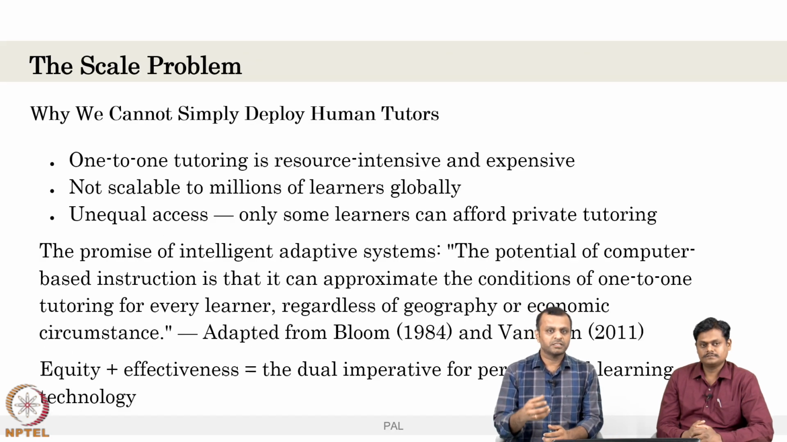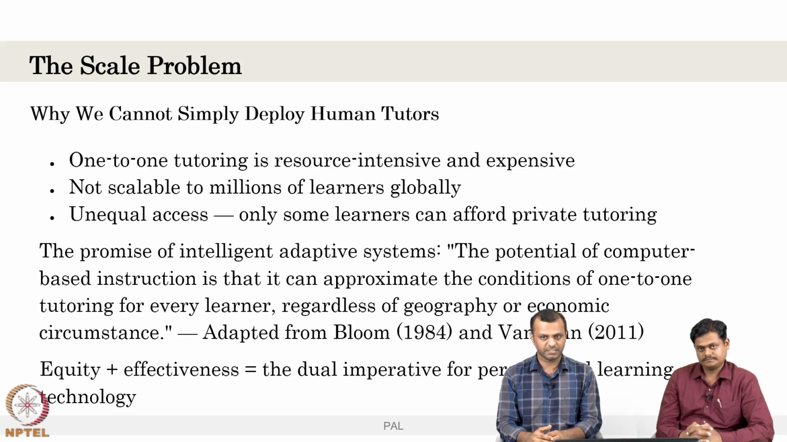So why can't we simply deploy human tutors? One-on-one tutoring is intensive and expensive, and it's not scalable to millions of learners globally. Only a few elite learners might have private tuition; not everybody can. So the solution can be intelligent adaptive systems or personalized adaptive learning environments.